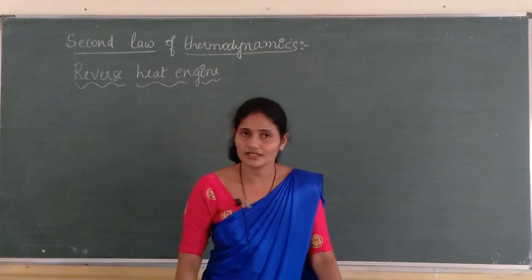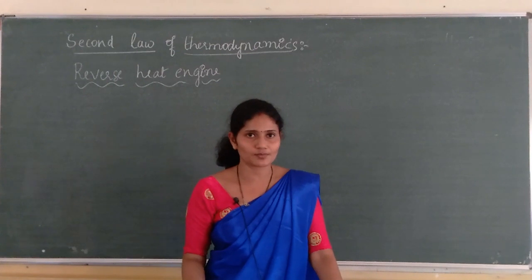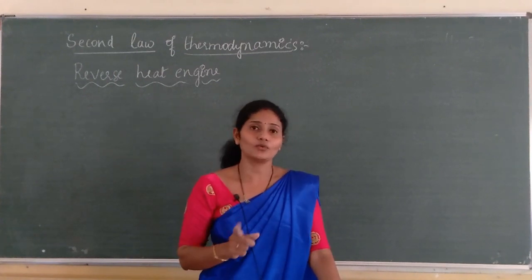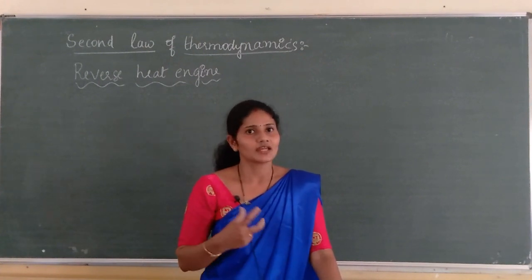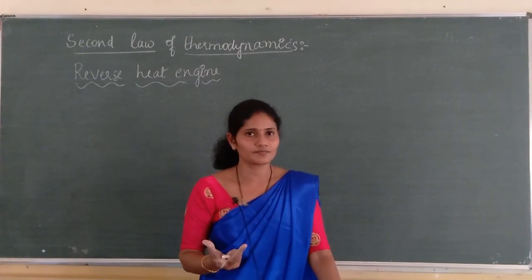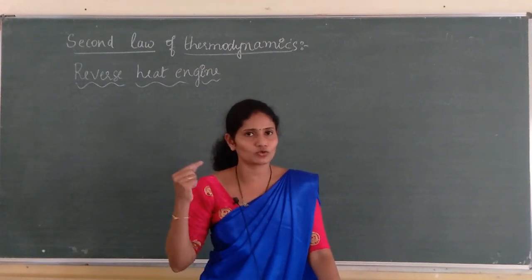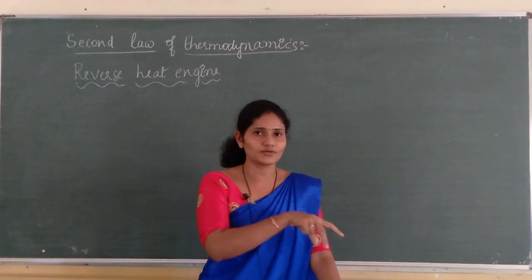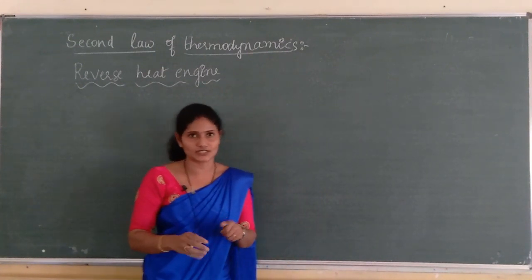A heat engine has three parts. One is the hot reservoir, next one is the working substance, and the third one is the cold reservoir. Always the working substance absorbs heat from the hot reservoir and does some work, or it moves the piston, and some amount of heat energy is rejected to the sink. Q2 is the amount of heat energy rejected to the cold reservoir, Q1 is the amount of heat energy absorbed from the hot reservoir. This is the process which occurs in case of a heat engine.